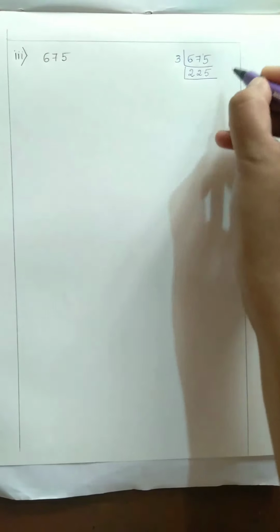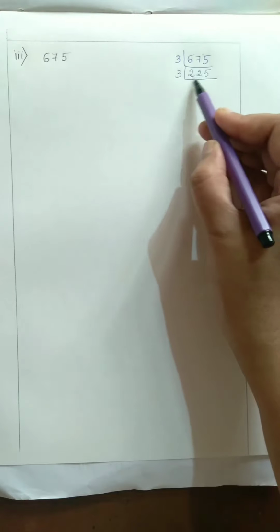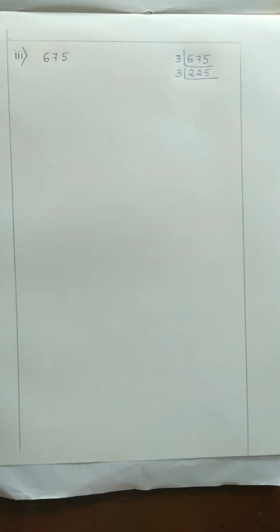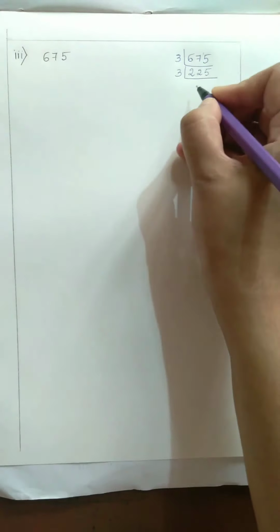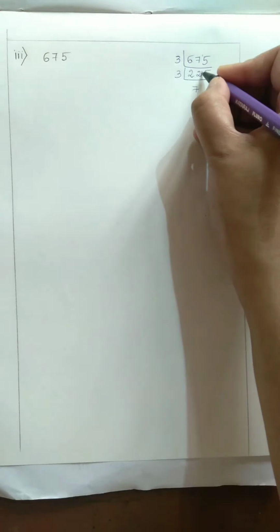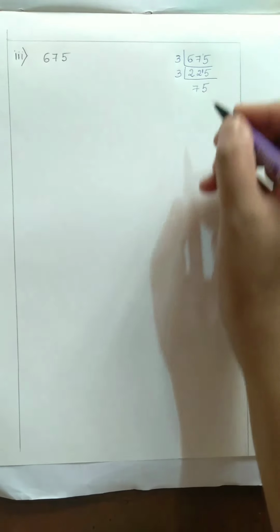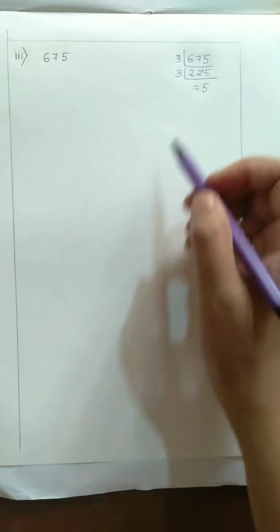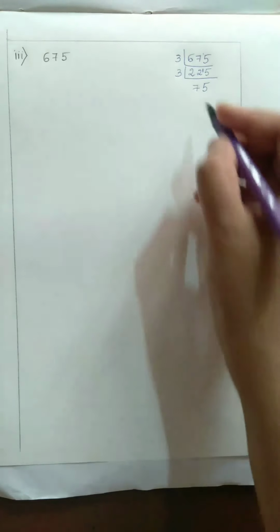Now again we can try with 3. So 2 is lesser than 3, so take 22. So we have 225. Therefore, 3 7s are 21. So 22 minus 21, you will get 1 remaining. Therefore, 3 5s are 15. 75. Now again we can try with 3.